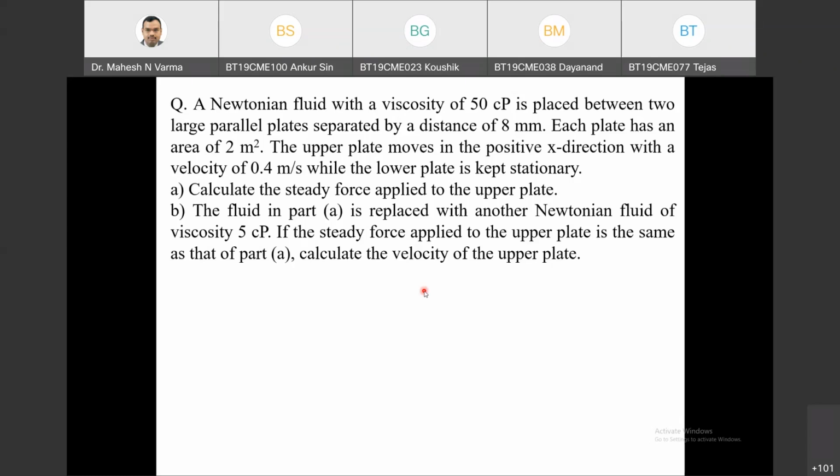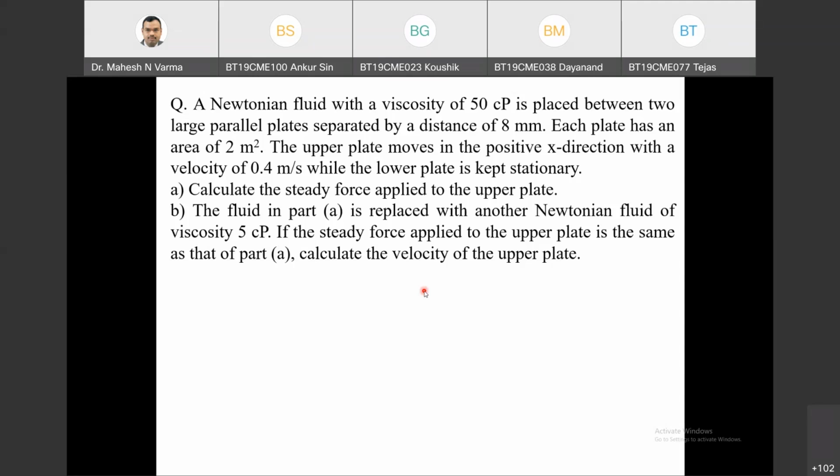Sir, 50 into 10 raised to minus 2 in SI unit. And the area is 2 meters square. Rearrange everything: 50 into 2, 100, and 10 raised to minus 2 get cancelled. So the remaining will be 0.5 into 10 raised to 2, which is 50 Newton.